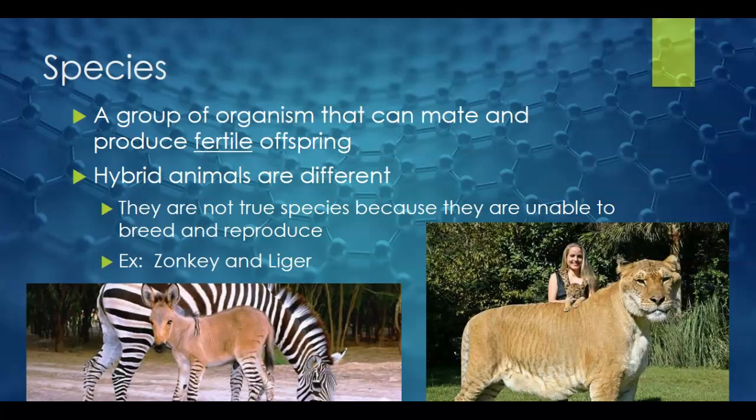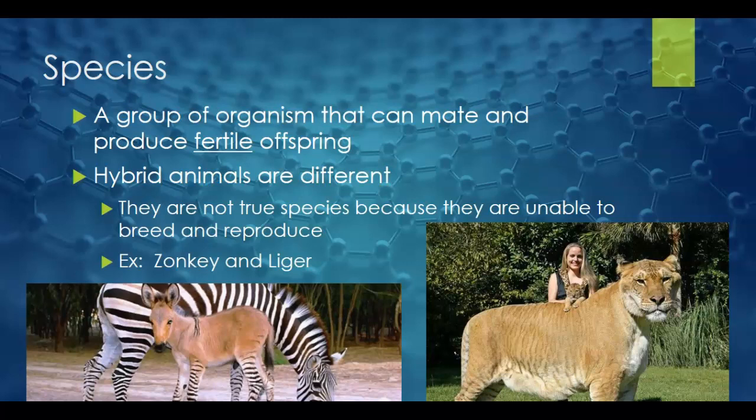Species is a key definition that's going to come back to haunt you over and over again with biology. It is a group of organisms that can mate and produce fertile offspring. Fertile is the key word because if they're not fertile, they can't keep making more of their species, which means once that last member dies, it's extinct, dead, no more, finished.